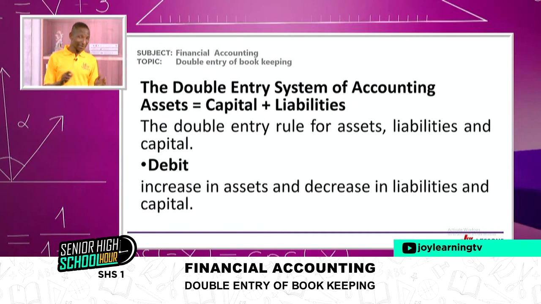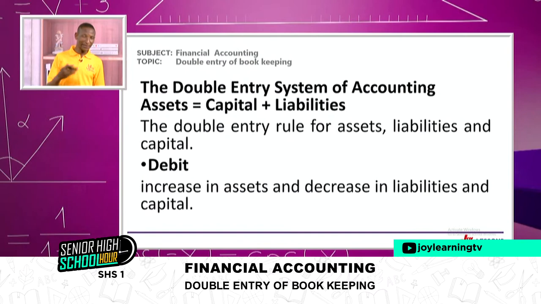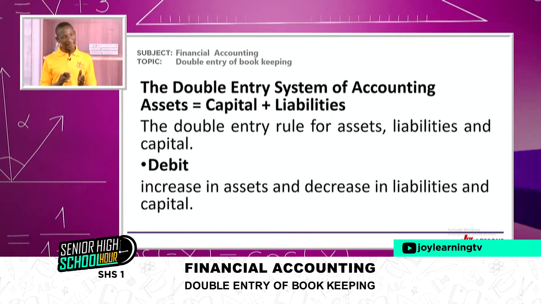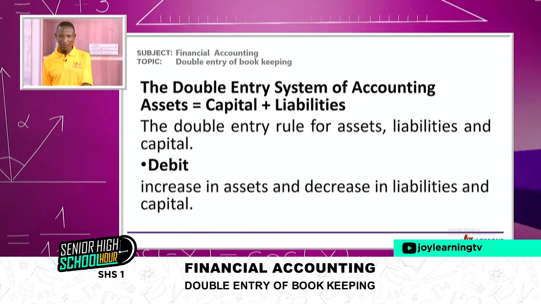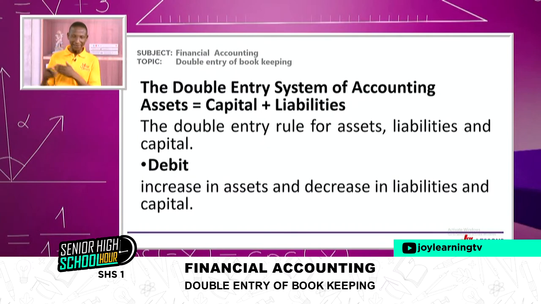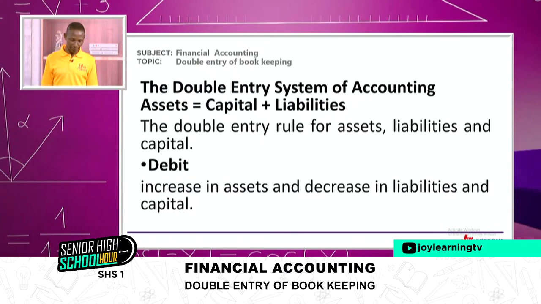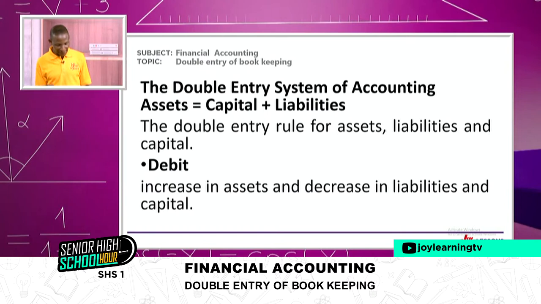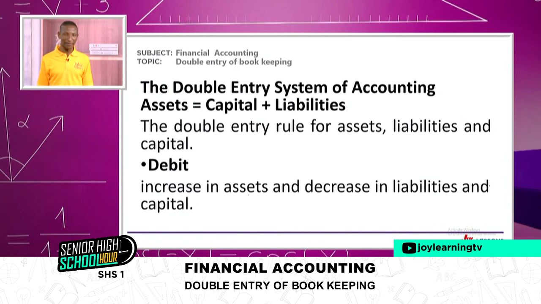Because assets have a debit balance, anytime they are increasing, you debit. The liabilities and capital have a credit balance, so if they are increasing, you credit. But in this case, they are decreasing, so what do you do? You debit. Debit increase in assets and decrease in liabilities and capital. So this is one of the rules for assets, liability, and capital.